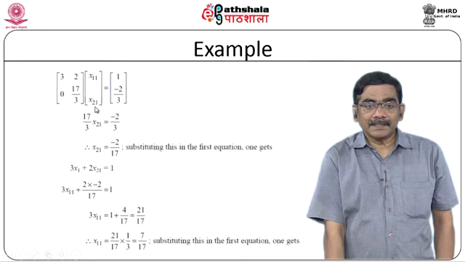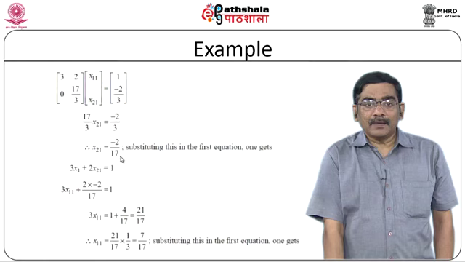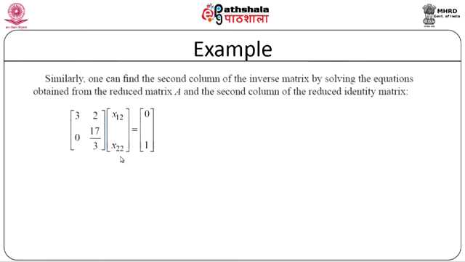So, now you can see that the values of these elements are going to be 7 by 17 and minus 2 by 17. So, now this represents the first column of the matrix inverse. Similarly, we can find the second column of the inverse matrix by substituting the second column of the identity matrix, 0 and 1.